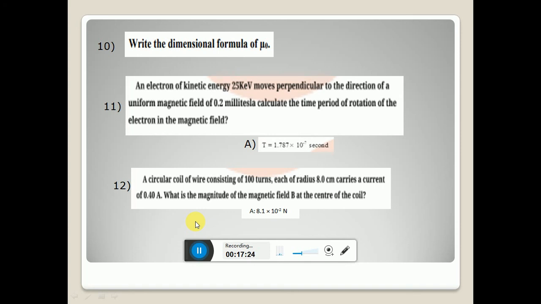Here N is the number of turns in the coil. So apply that equation and try to find the answer for this question, the magnetic field at the center of the coil. The answer you have to get is 8.1 into 10 power minus 2 Newton.